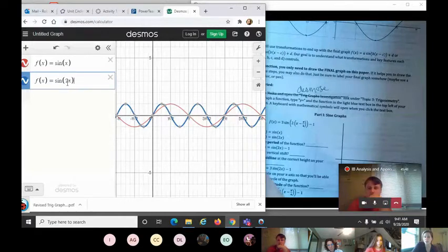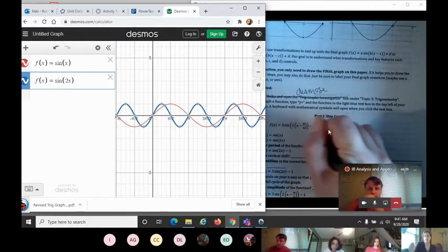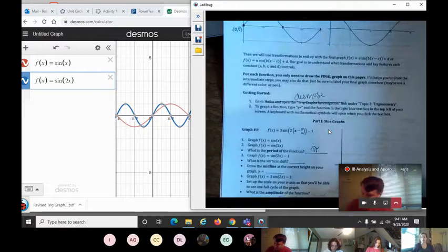This 2 changes our period and it makes it more frequent. So Heath, since you answered that question, is it a shorter period or a longer period than the original? It's shorter. Right. So what is the period for this one going to be? Just pi. Good. So the period for this function is pi. Okay, so you're going to write pi in that little blank.